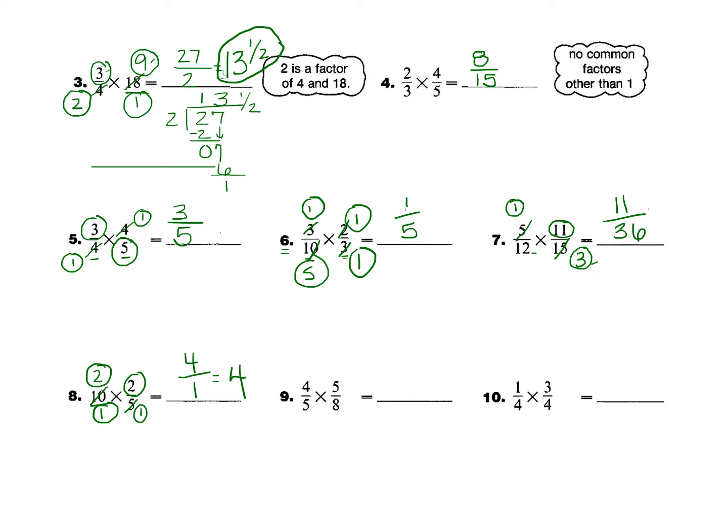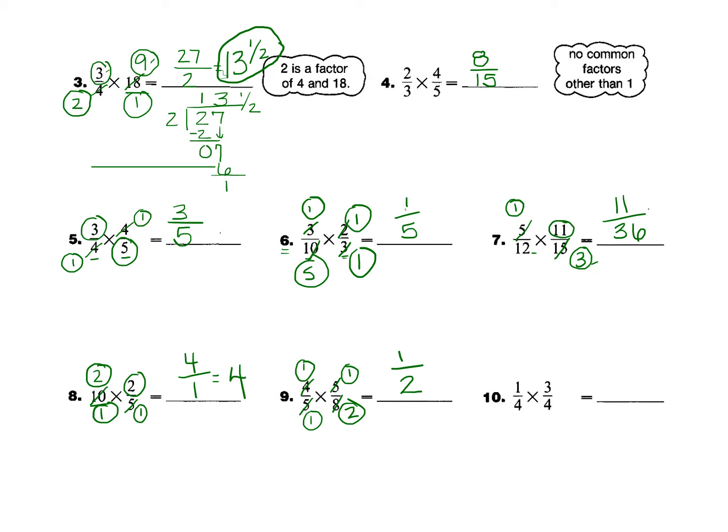Question number 9. 4/5 times 5/8. 5 divided by 5 is 1. 5 divided by 5 is 1. 4 divided by 4 is 1. 8 divided by 4 is 2. 1 times 1 equals 1, and 1 times 2 equals 2. So our answer is 1/2.